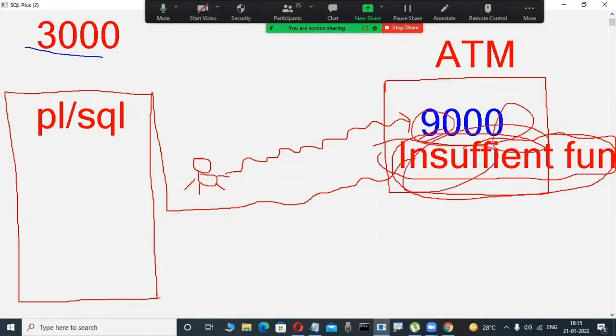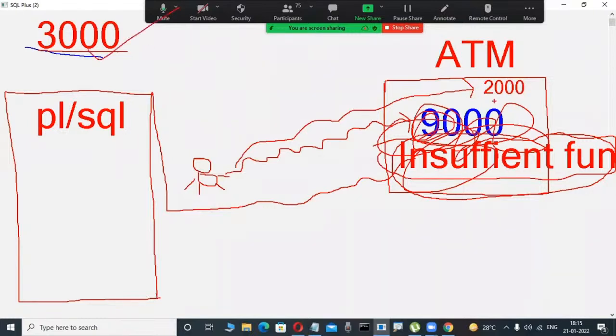Again, another scenario. For example, my balance is 3,000. Suppose I am inserting an ATM card and I try to withdraw 2,000 rupees. Is it possible? Possible. Why? Because my balance is 3,000.